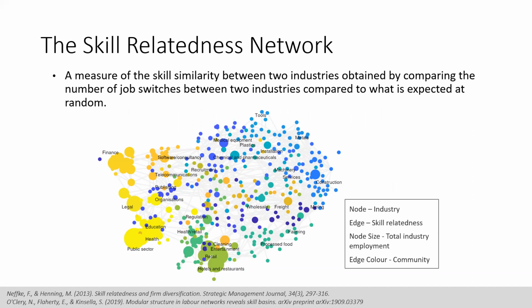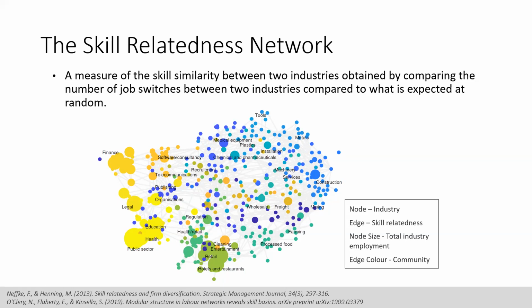Okay, so the skill-relatedness network is a network that's normally constructed for a country or an economy. The network you can see here is specifically the network for Ireland. And the network consists of nodes, which represent industries within an economy, defined according to an industrial classification scheme. And then the edges in this network are a measure of the skill relatedness between two industries.